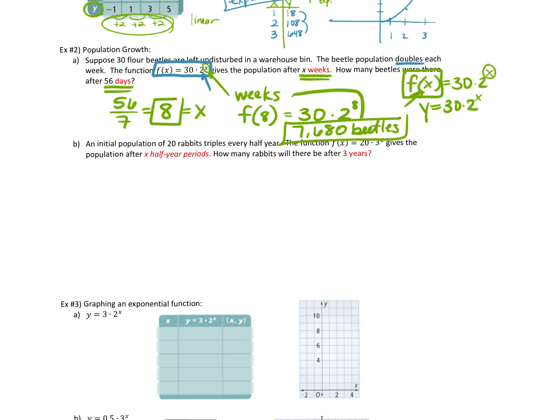You just plug this into your calculator. We found 8 for your number of days, or number of weeks. So you plug it in. We're going to do it again, right here. Okay, the next one says this.